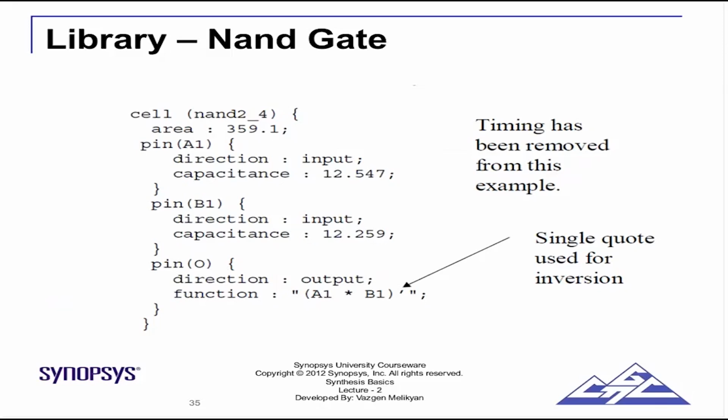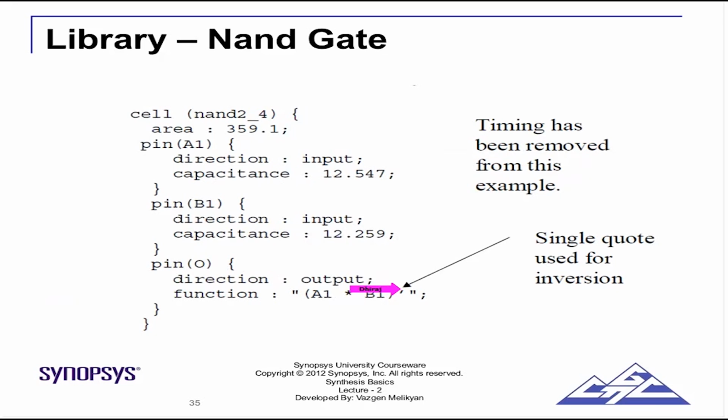Now let's see a NAND gate, NAND2_4. Probably it means that the drive is 4, it's a high drive NAND gate. The area again is 359.1. There are 2 inputs, it's a 2 input NAND gate, so it's a 2_4. Capacitance, again function. The function is A1 into B1, and a complement is used, a single quote is used for inversion.